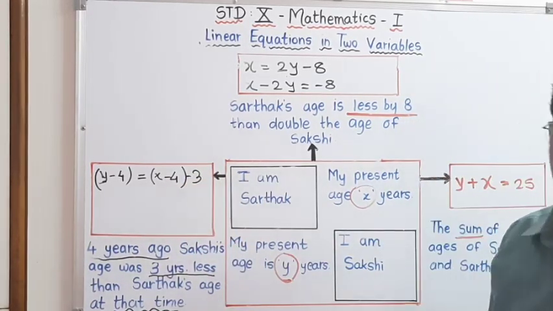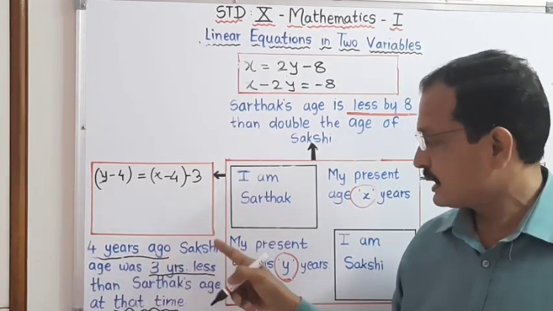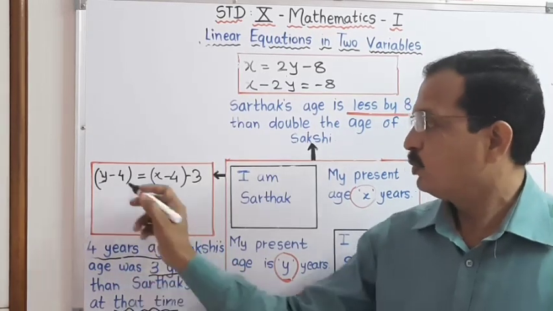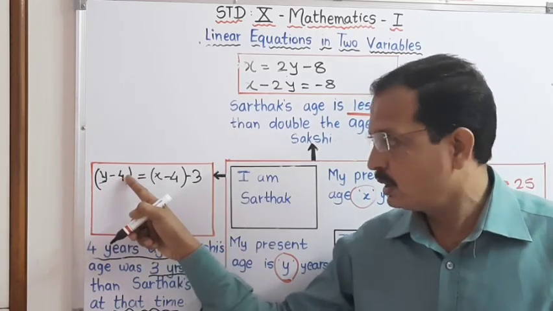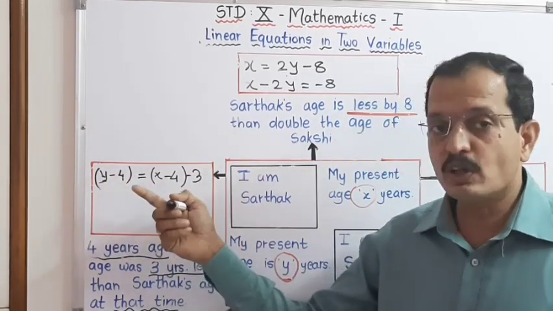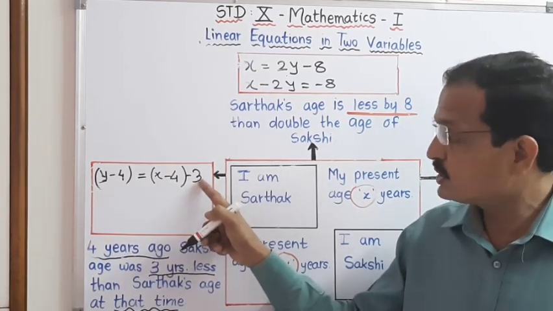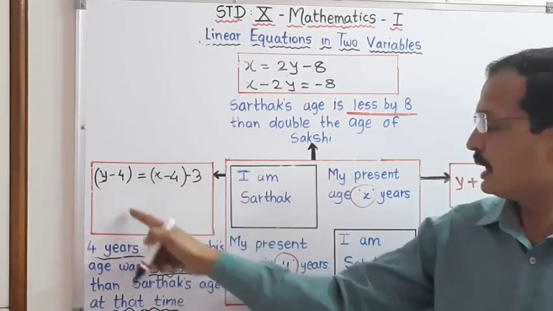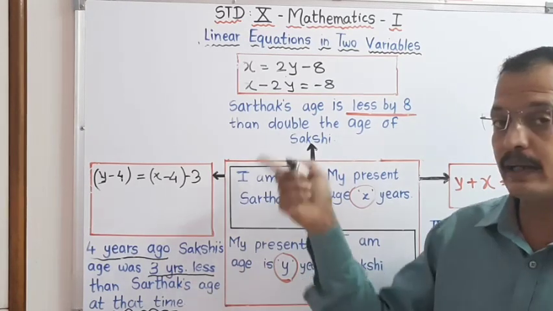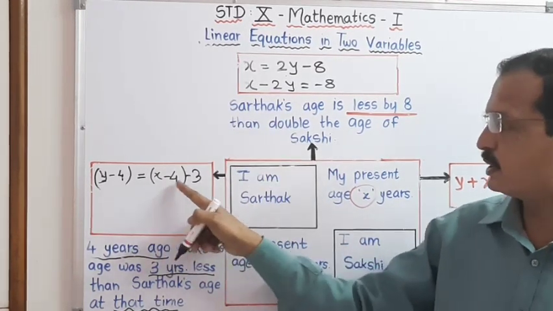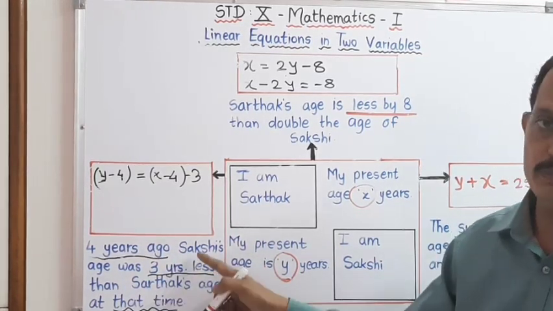Now, dear student, you got the meaning of this sentence. 4 years ago, Sakshi's age. Today's age is y. 4 years ago, that means y minus 4. This age is how much? It is less by 3. That means we have to subtract the 3. But from which number? The age at that time, Sarthak age at that time. What is the Sarthak age at that time? At that time is 4 years ago, that is x minus 4 minus 3. This is the equation from this information.